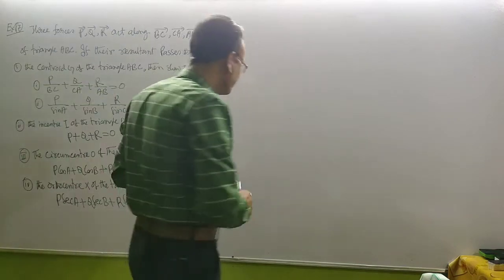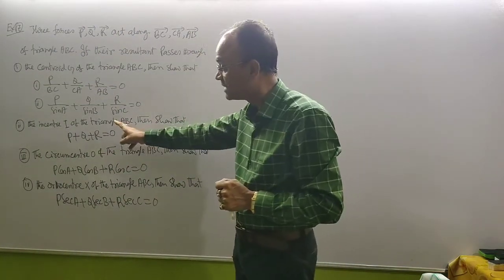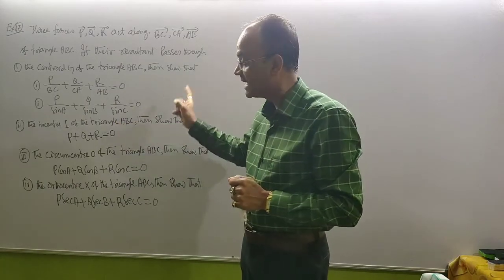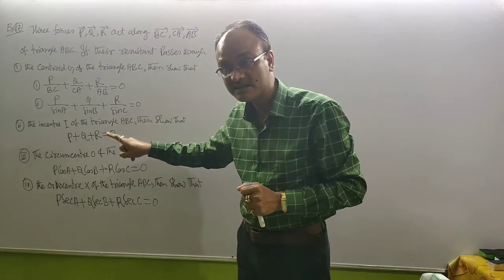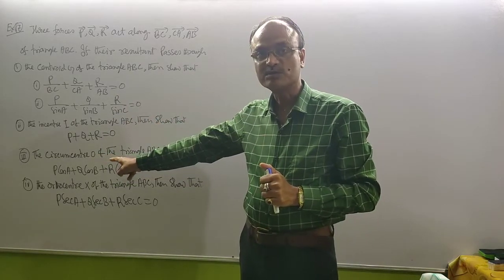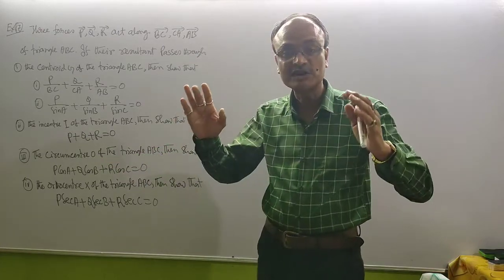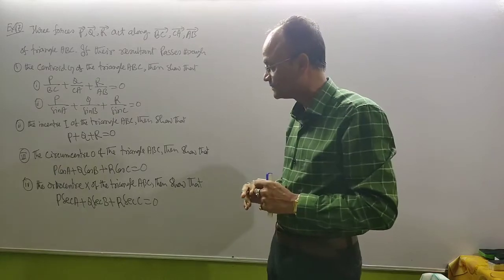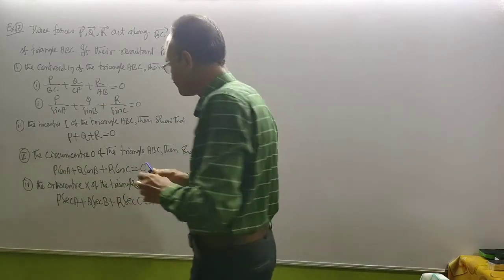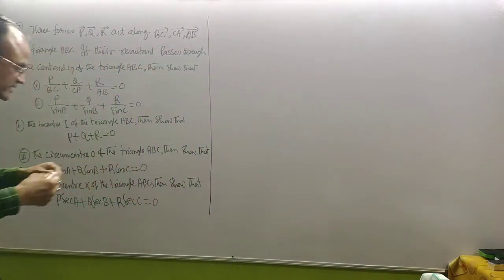Passes through the centroid. And if the resultant passes through the incenter of the triangle, then P plus Q plus R is equal to 0. And if the resultant passes through the circumcenter of the triangle, then P cos A plus Q cos B plus R cos C equal to 0. And if the resultant passes through the orthocenter of the triangle, then we are to prove this one. Of course, you should remember these four results.